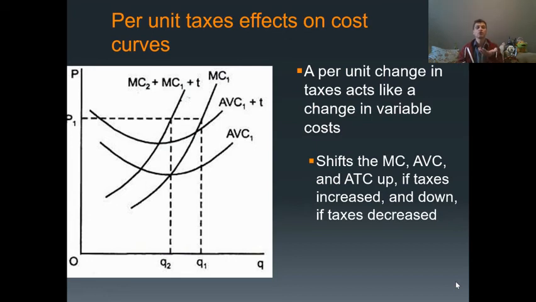Your marginal cost shifts upward, your average variable cost shifts upward, and since both of those shift up, then your ATC would shift up as well. So it's an important distinction to note the difference between per unit taxes and lump sum. Lump sum only changes your ATC in terms of curves you draw. Per unit shifts everything except for AFC, but you don't draw that one anyway.